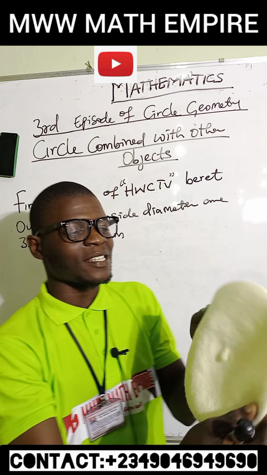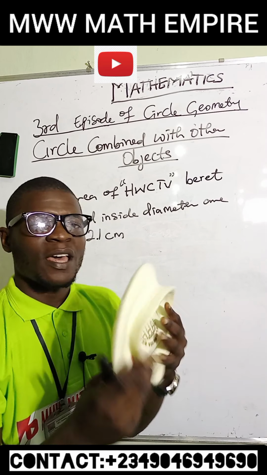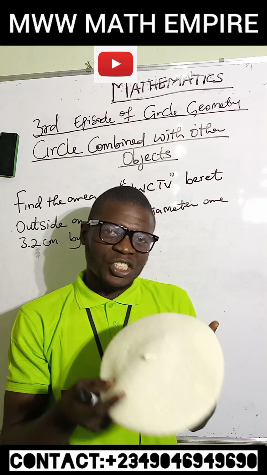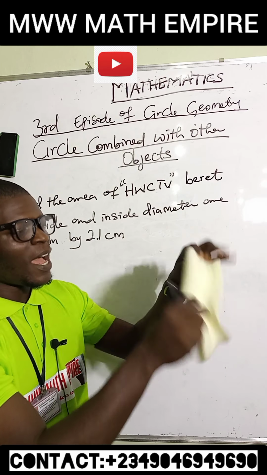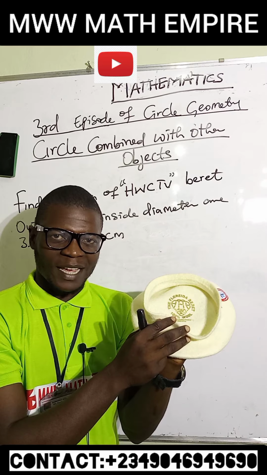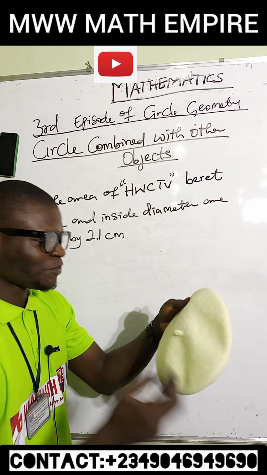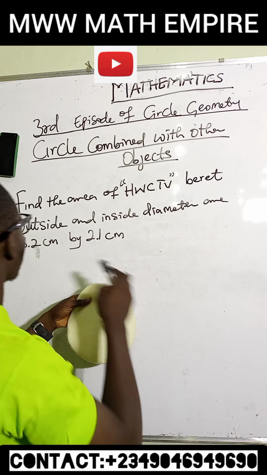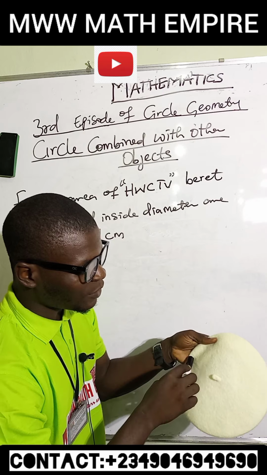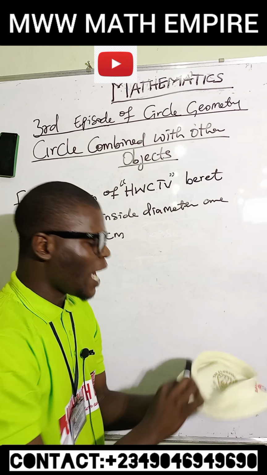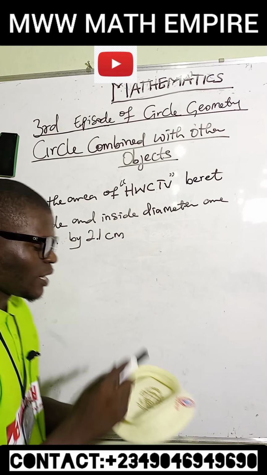If you look at this beret, this is a flat round cap and is an example of objects that are circular in shape. You will see that this is a circle and here is the center of the circle. I also have another circle inside here. Now I've already measured this casually. There's 3.2 centimeters as my diameter, that is the length from here to here, 3.2. And the length from here to this point is 2.1 centimeters.